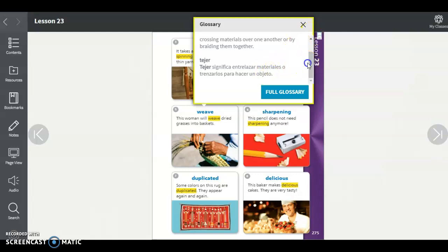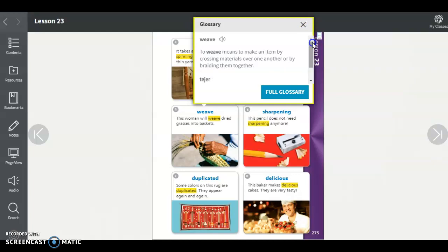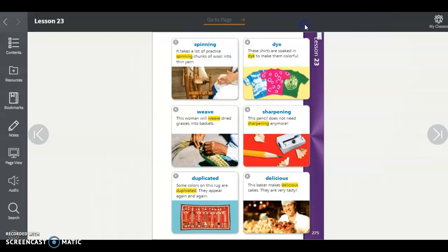So weave is when you cross materials over one another or by braiding them together. This woman here is making a basket. She's weaving grasses over each other, kind of like braiding, to create a basket. When would you weave something? Think about it. Maybe you weaved together strings to make a bracelet, or maybe you weaved together some hair or you braided some hair.